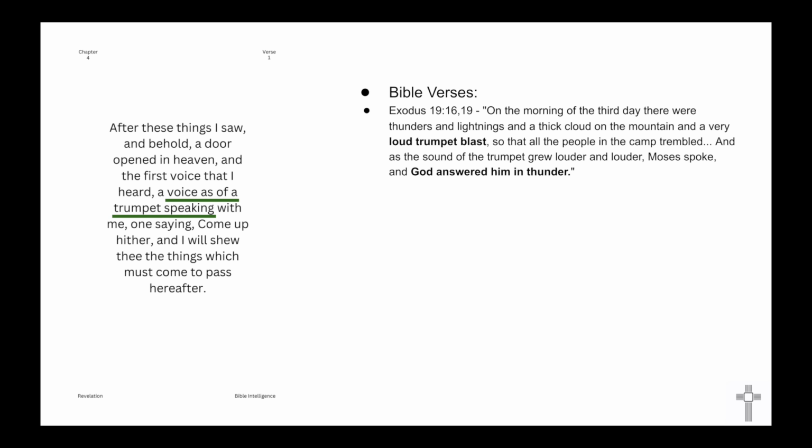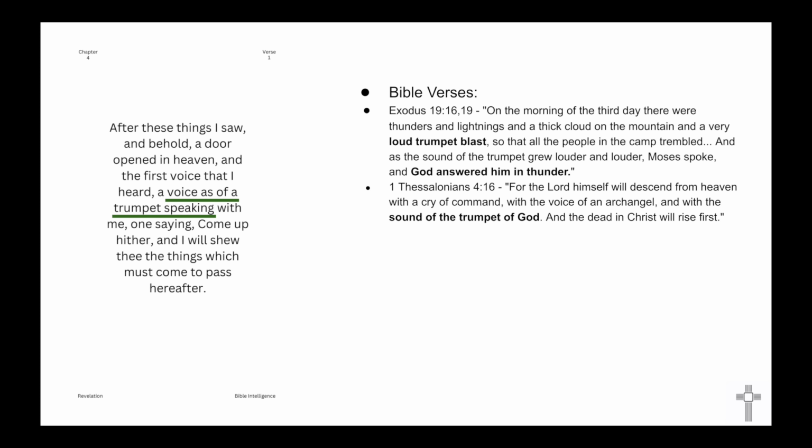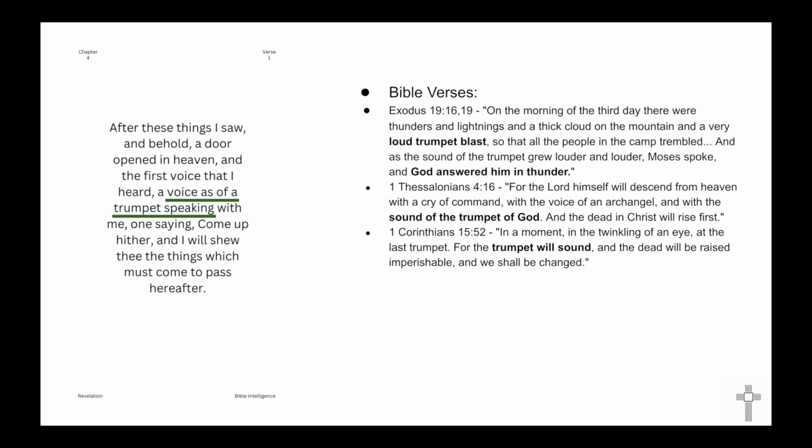And I love this verse as well because, again, I know I'm always skipping ahead, but in Revelation 4, we're going to see about this throne. There's going to be thunder and lightning around it. So again, this theme from Exodus is coming forth. We've also got 1 Thessalonians where it says, for the Lord himself will descend from heaven with a cry of command, with the voice of an archangel, and with the sound of the trumpets of God, and the dead in Christ will rise first. We also have 1 Corinthians saying, in a moment, in the twinkling of an eye, at the last trumpet, for the trumpet will sound, and the dead will be raised imperishable, and we shall be changed.